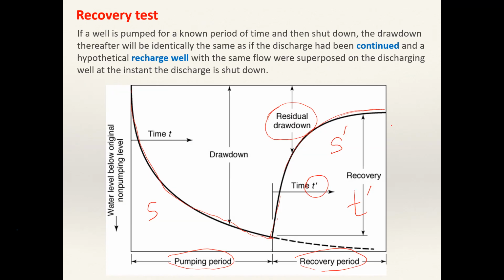Be very careful. T is the time since the pumping test was started. T dash is the time since the recovery test was started. For example, if you are talking about a time somewhere here, this is your T dash. But this is your T. T is the time since the pumping test was started. T dash is the time since the recovery test was started. S is the drawdown. S dash is the drawdown during the recovery period. That's it. That is all that you need to remember.